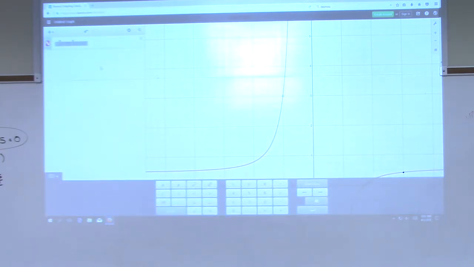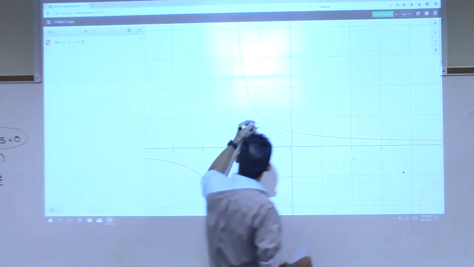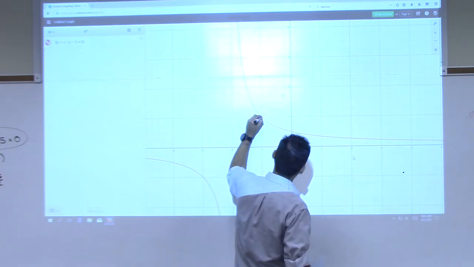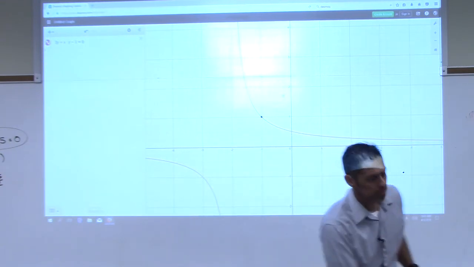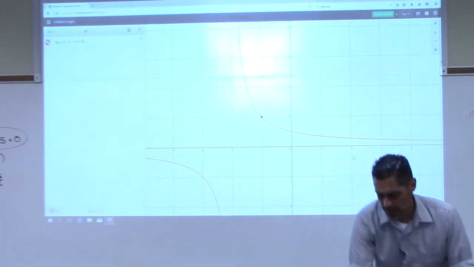It was 2y plus x times y minus 1 equals 0. So there's a graph, and we're supposed to be looking at -1, 1. So it's at this point right here. We're trying to find the slope of the tangent line there, right? That's what we're trying to do. So let's go through the work and see if you did it correctly.